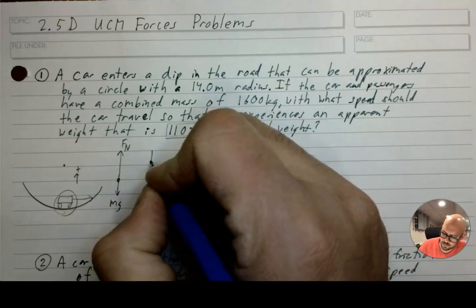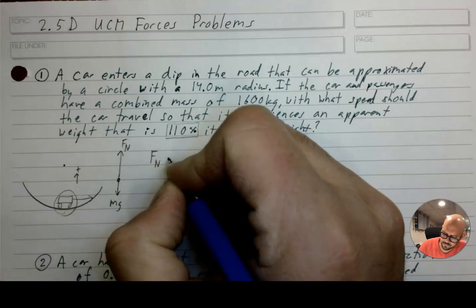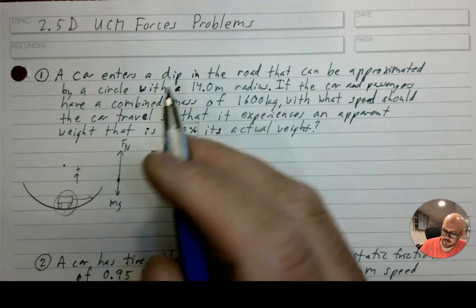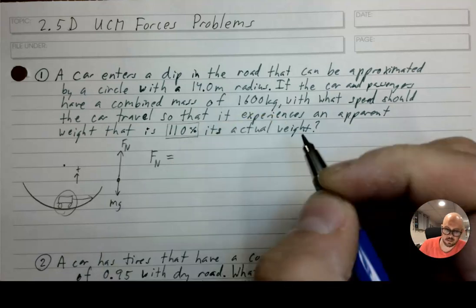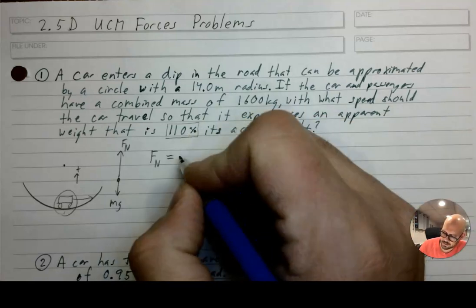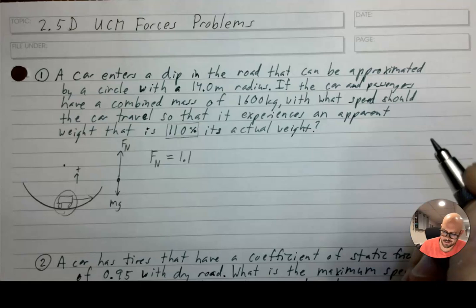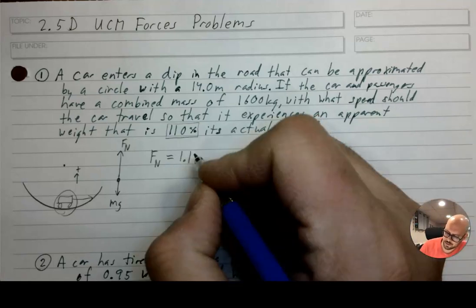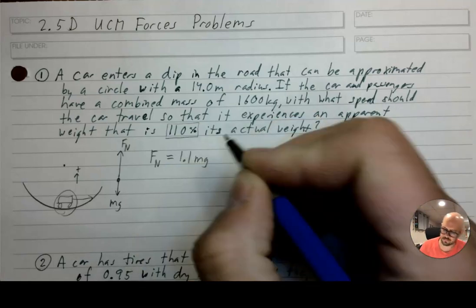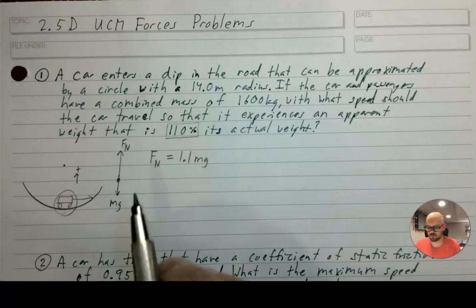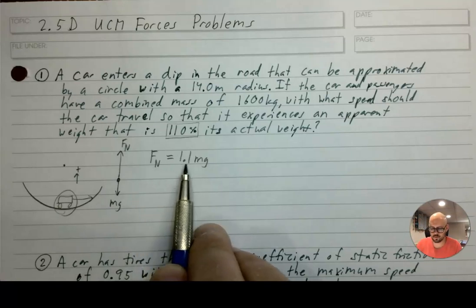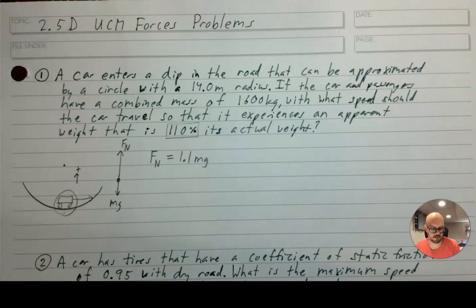We can turn that into an equation. Fn is the apparent weight. It equals 110%, that's 1.1 times its actual weight, which is mg. So the normal force is 1.1 times the weight of this car. And that happens due to the upward acceleration that we see here.